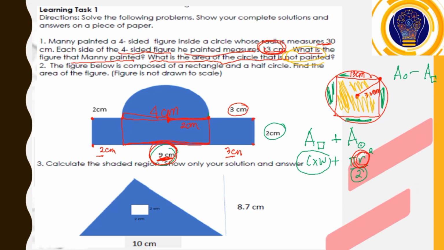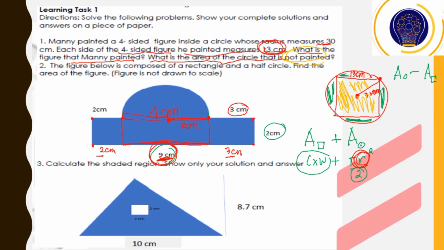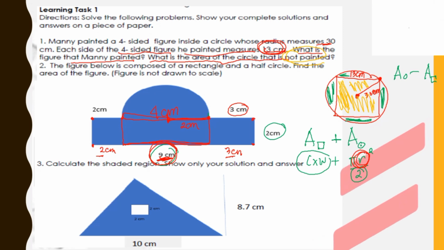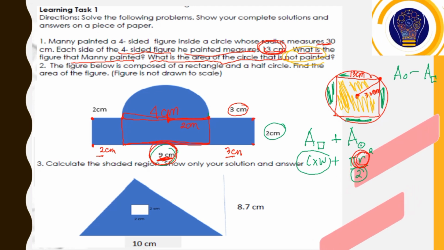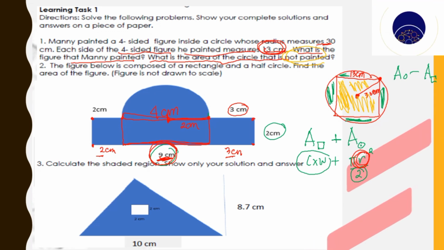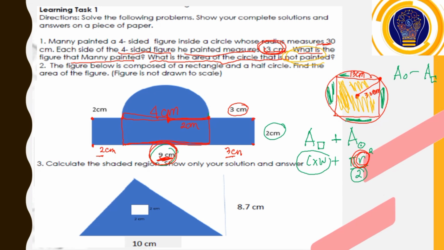Pero yung kabuuan niya, 9 cm. Anong sukat nito? Itong natin ito. So, that is 9 minus 3 minus 2. Ibig sabihin, simula dito hanggang dito, 4 cm lang siya. So, diameter yung 4 cm. At ang kalahati ng diameter, simula dito hanggang dito, 2 cm, yun yung tinatawag nating radius.